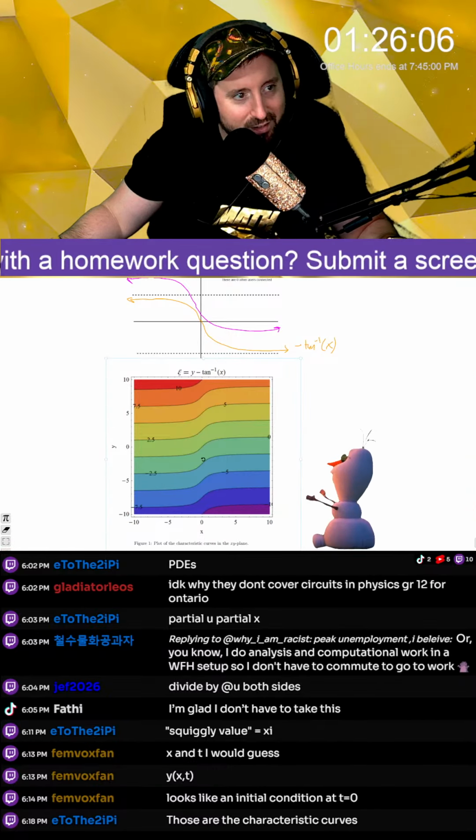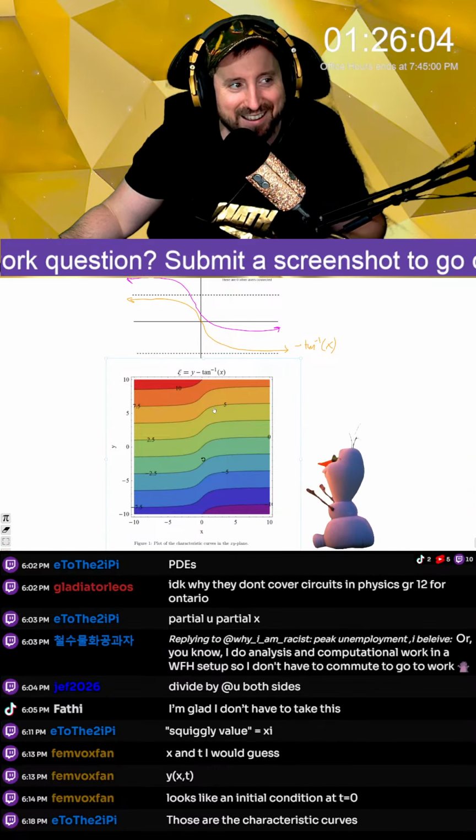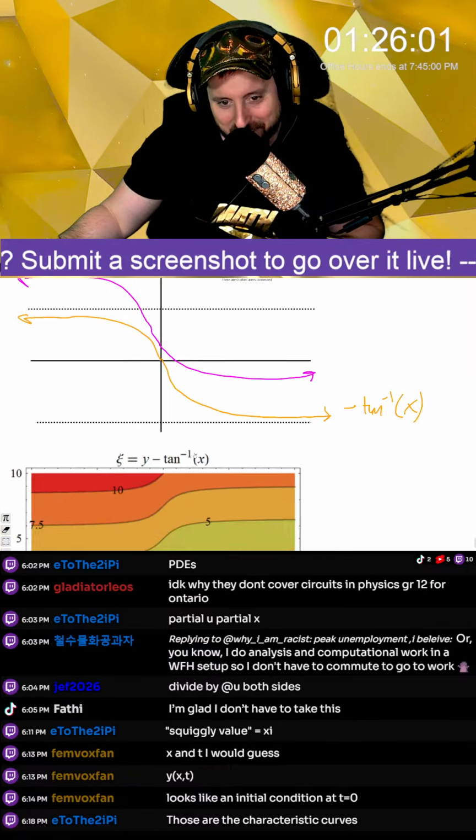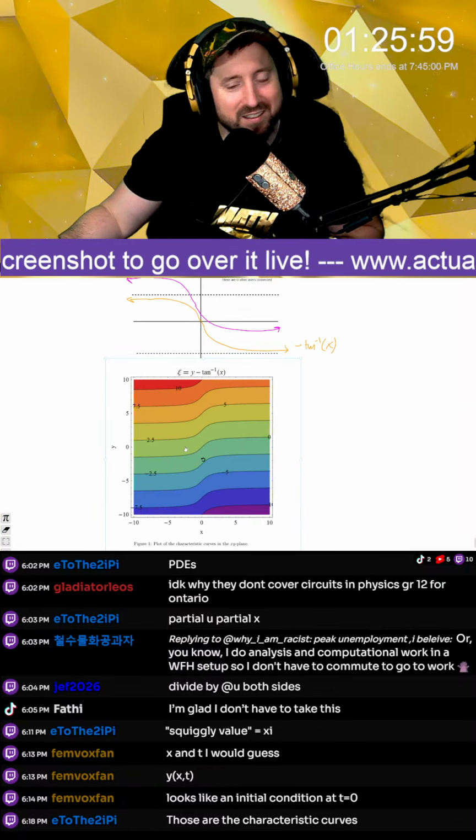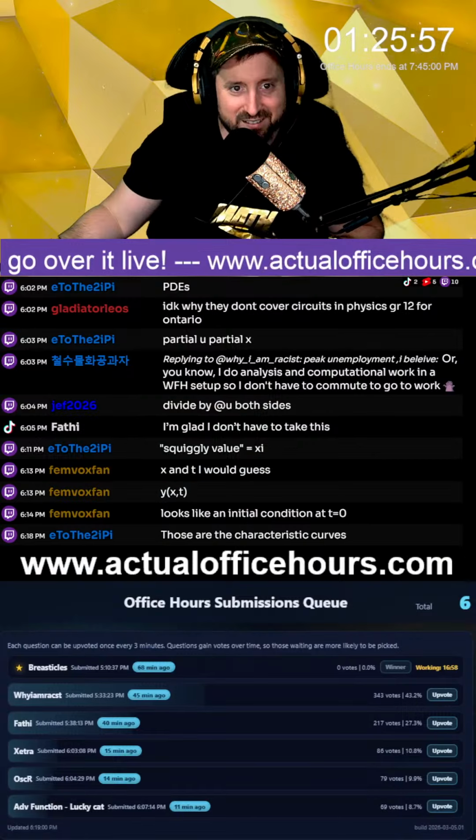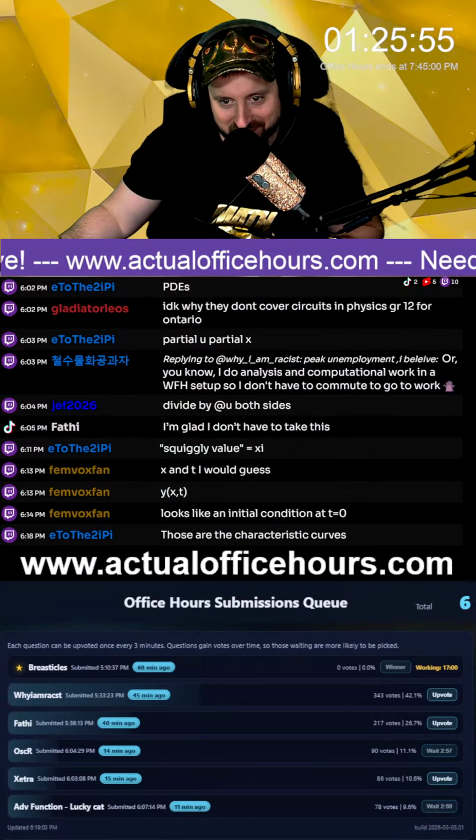Crazy. Why is it labeled squiggly? I think that's just what we're calling it. Yeah, I don't know. That's just what the book went with. Chi apparently is what it's called.